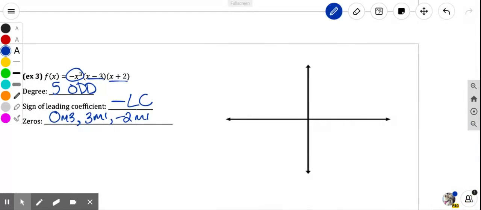So we have one at 3, 1, 2, 3. I like to space mine out as much as possible because it gives you room to do your turns. And that's 0. So we have 0, negative 2, and 3. This is odd negative. So that's the left side is up and the right side is down. So again, we're going to start on the outermost zeros, which is negative 2 and 3. So this is multiplicity 1, so it's going to go straight through.